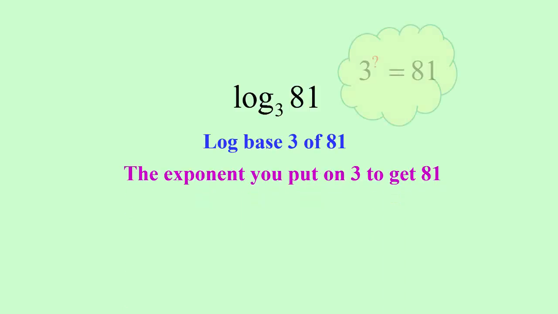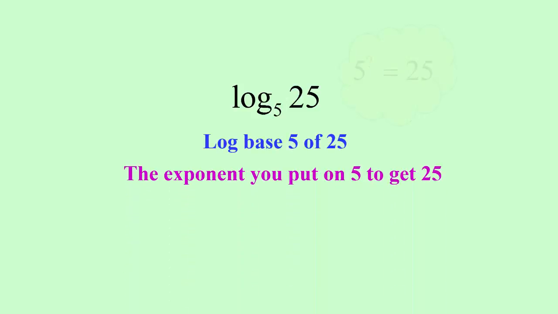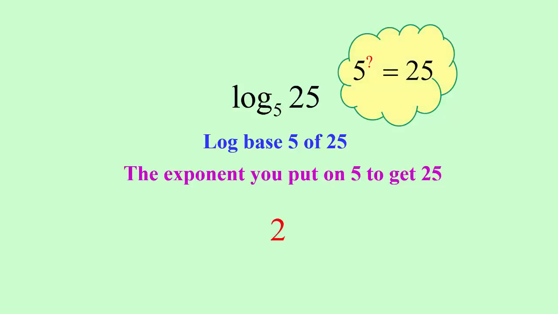How about the log base 3 of 81? Well, what's the exponent you put on 3 to get 81? Again, use your fingers. 3 to the 1, 3 to the 2, 3 to the 3, 3 to the 4. Okay. Log base 5 of 25. What's the exponent you put on 5 to get 25? That's one of the easiest ones of the bunch.